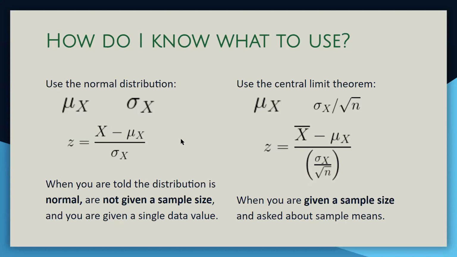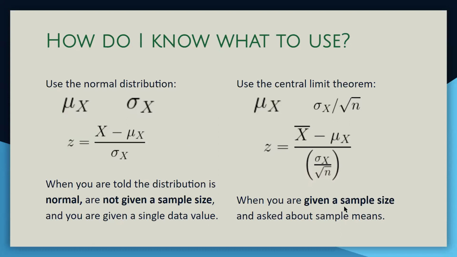The central limit theorem, on the other hand, has to do with sampling. We're looking at samples of a given size and how those sample means are distributed. So the big clue is you're going to be given a sample size, and they're going to be asking you about probabilities for sample mean. And you will see those words used over and over again: sample size, sample mean.